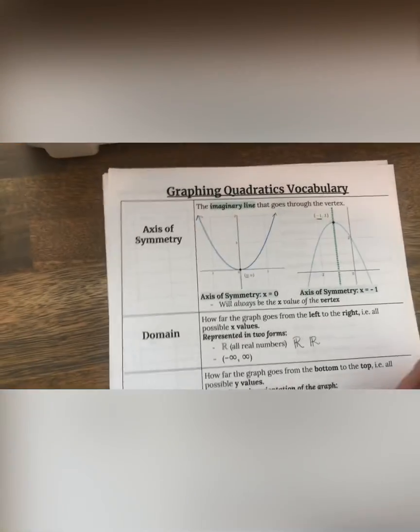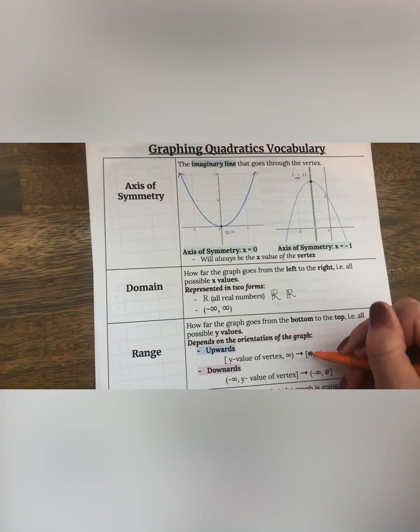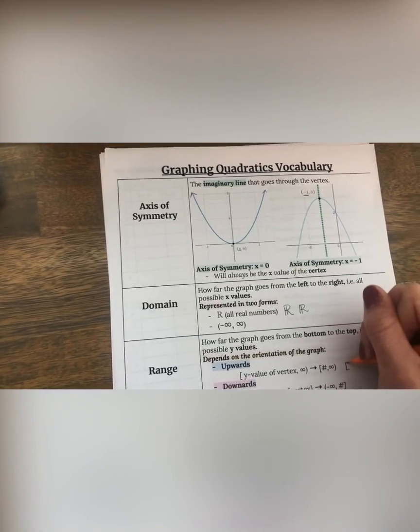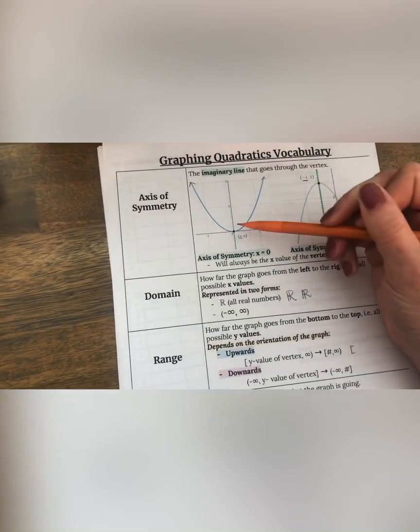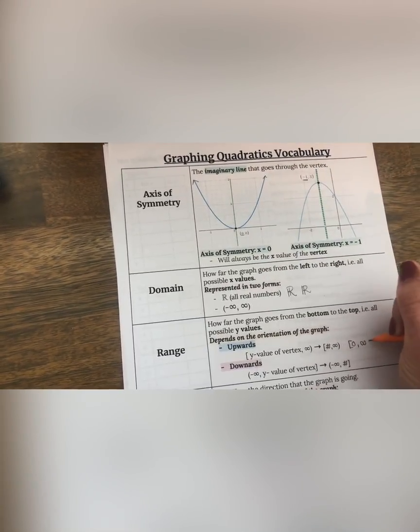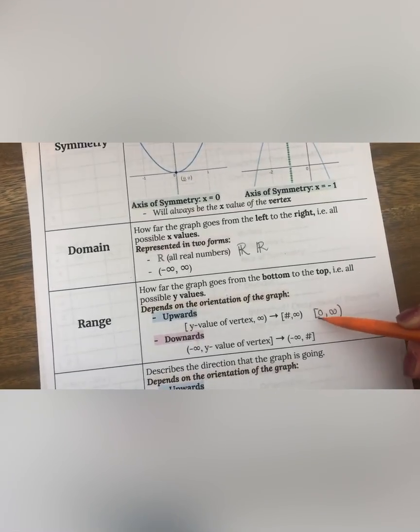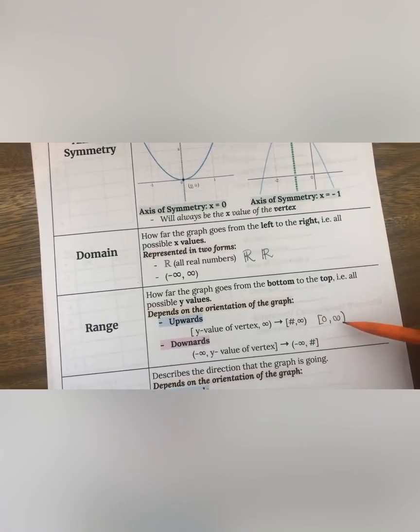So let me just write those so you can kind of see. So it's always going to be, for upwards, it'll be a number. So it's the y value of your vertex. So let's say this one, that would be 0, and then to infinity. And you do have to use those brackets because this bracket means it's like exact. This is like an estimate.